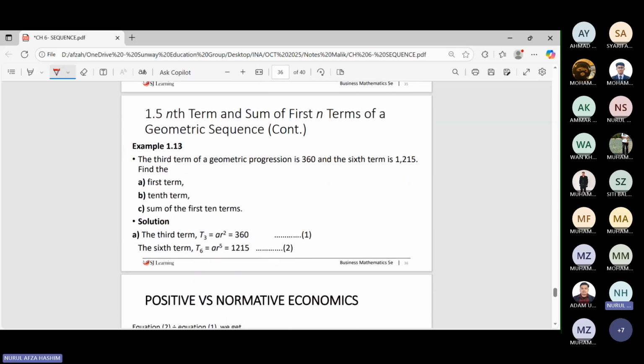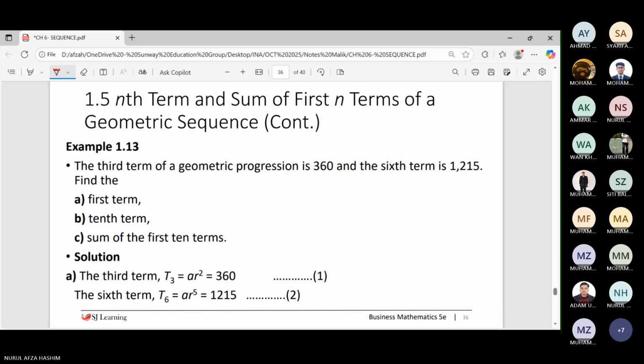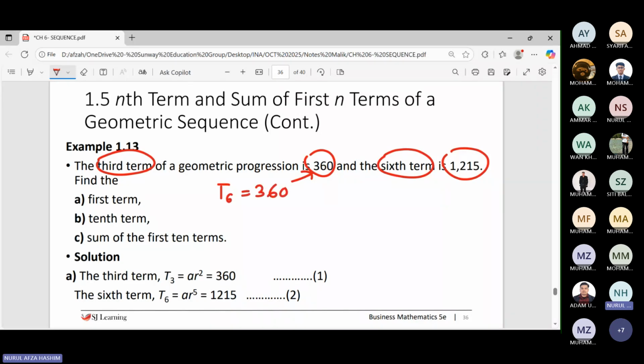All right. So how about this one? We have a few slides to go. The third term is 360. The sixth term is 1215. So you know how to write it down here. It should be T3 is 360, so T6 is 1215.